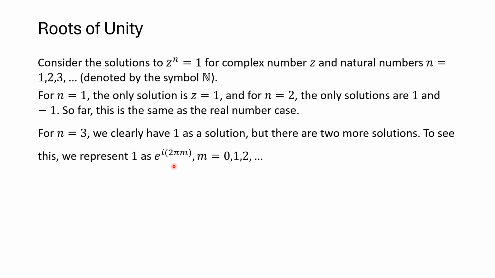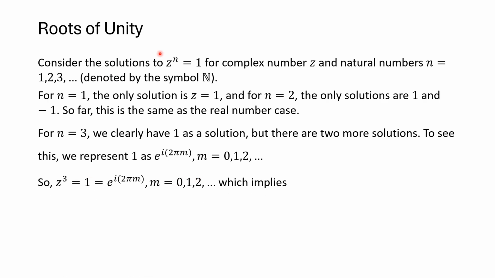The first thing we do is we represent 1 as e to the i 2 pi m, because the value repeats. The radius here, the r, is just 1, of course, and the angle is either 0 or 2 pi or 4 pi or minus 2 pi and so on. So that's how we represent 1.